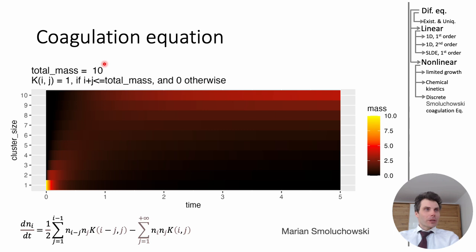Here is the equation where the total mass originally is equal to 10 and the velocity constant is formulated as follows. It is 1, just a constant, when the two interacting clusters in total give you less mass than the total mass, and 0 otherwise. This condition prevents the clusters with the mass larger than the total mass from appearing.